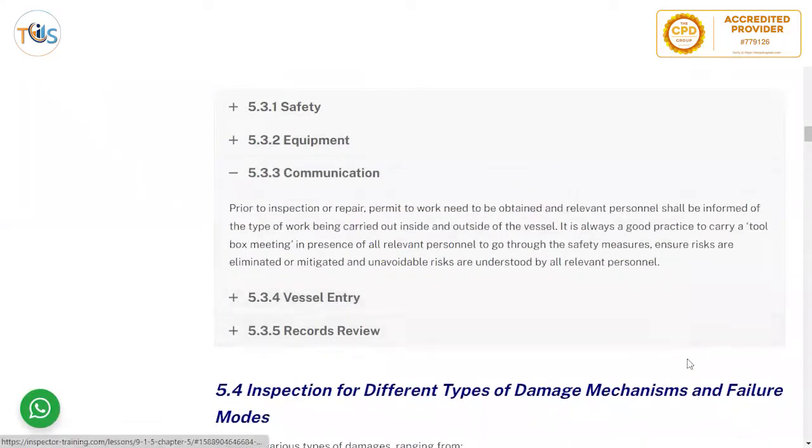Communication. Prior to inspection or repair, a permit to work needs to be obtained and relevant personnel shall be informed of the type of work being carried out inside and outside of the vessel. It might be a cold work permit or hot work permit. It's always good practice to hold a toolbox meeting in the presence of all relevant personnel to go through the safety measures, ensure risks are determined, mitigated or eliminated, and unavoidable risks are understood by all relevant personnel.